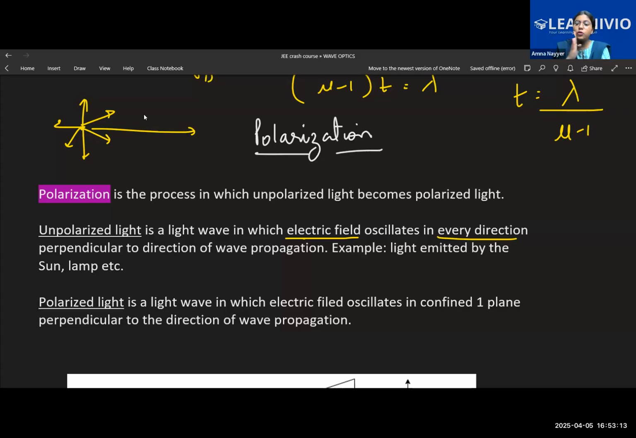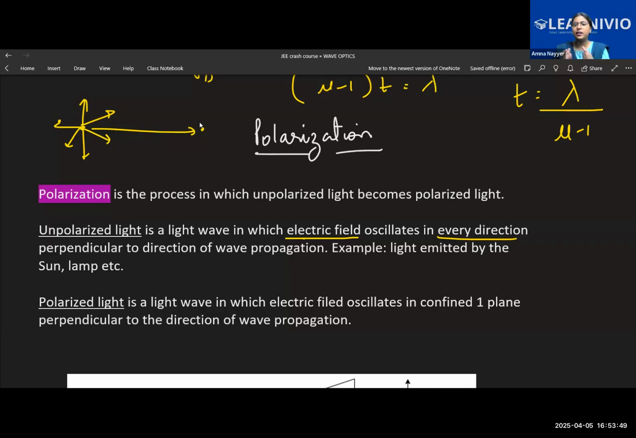So what happens in order to make it confined to just one plane? I don't want it to move in all these directions. I just want it to move in one plane, let's say the xy plane. The electric field of the particle should oscillate along the xy plane only, like this. Right now it is oscillating like this, here also, here also, but I want it to oscillate like this only.